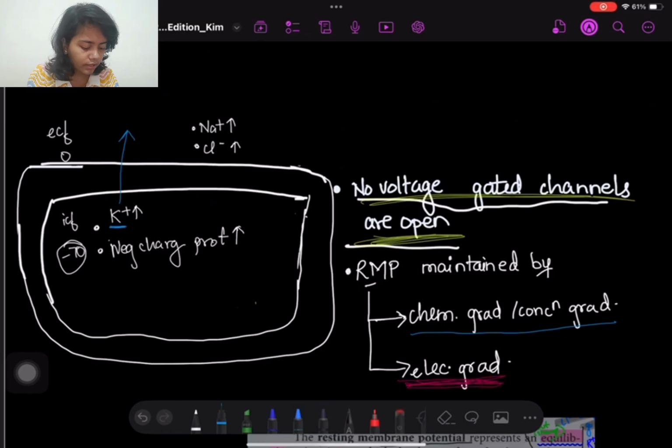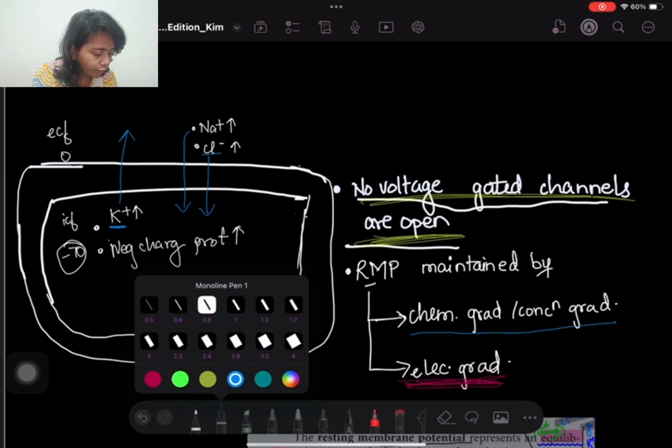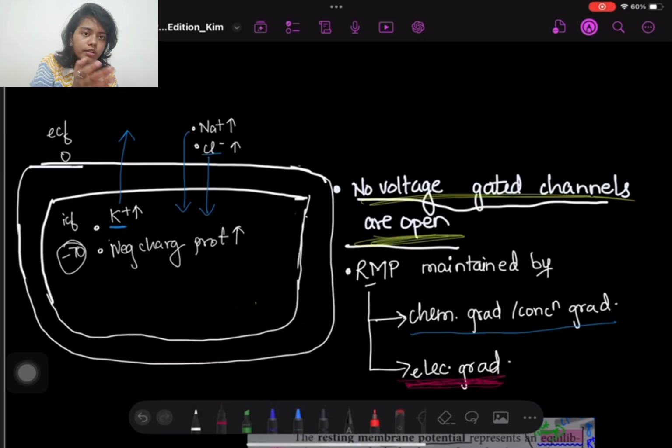We'll consider only ions. Chloride is more outside, so it would want to come in, and sodium would want to come in, क्योंकि वो जहाँ पे ज़्यादा है उसको कम की तरफ जाना है, ताकि एक ऐसा पॉइंट आ जाए जहाँ पे the concentration of sodium in and out of the cell would be same. तो steady state पे आ गया. ये हो गया तुम्हारा chemical gradient, which is the concentration gradient.